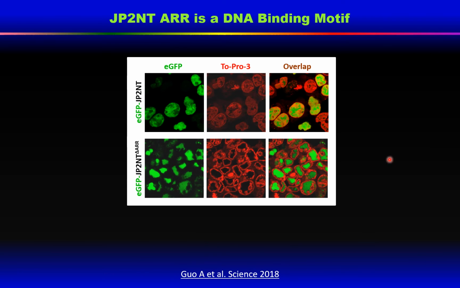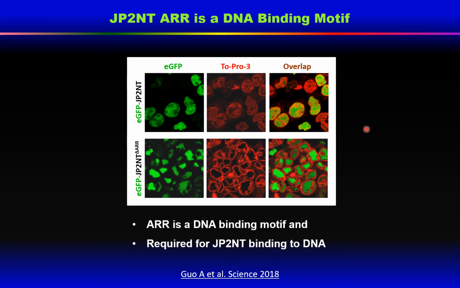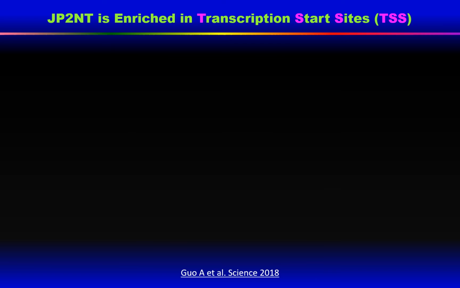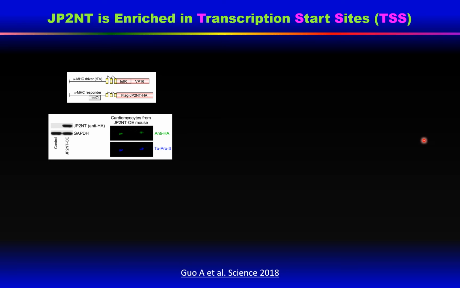Interestingly, when we deleted this alanine-rich region from JP2NT, we found JP2NT was completely separated from DNA, which was labeled by TOPO3. So you can see that the DNA and the JP2NT, as marked by the green, are completely separated, in sharp contrast to the wild-type JP2NT. So this data suggests that the alanine-rich region is a DNA binding motif and is required for JP2NT binding to DNA. To systematically study the genomic targets of JP2NT, we generated transgenic mice with cardiac-specific overexpression of HA-tagged JP2NT.